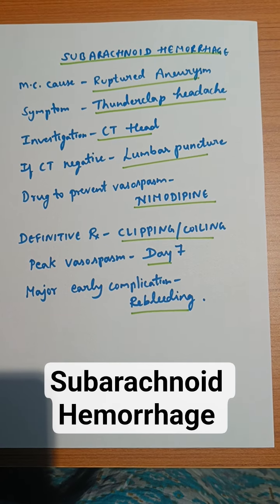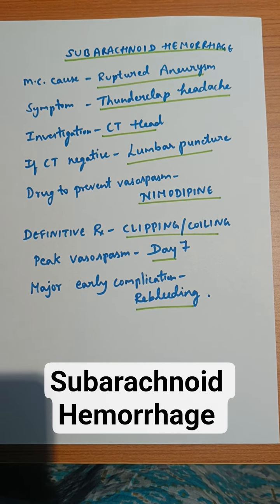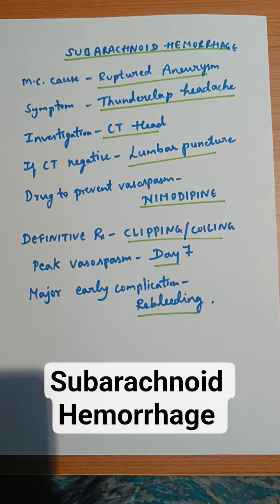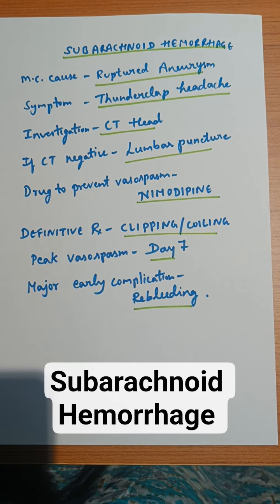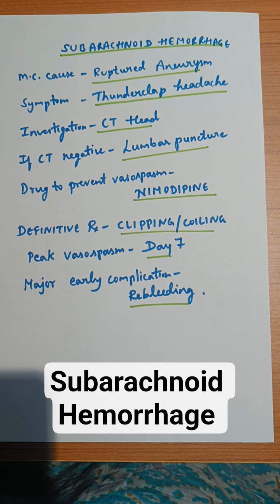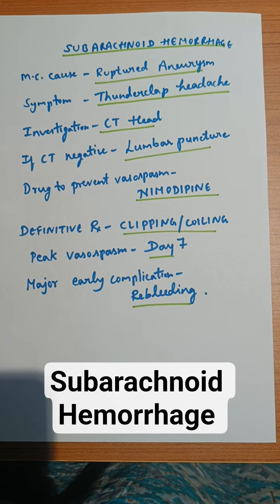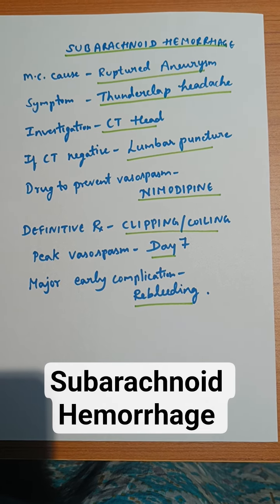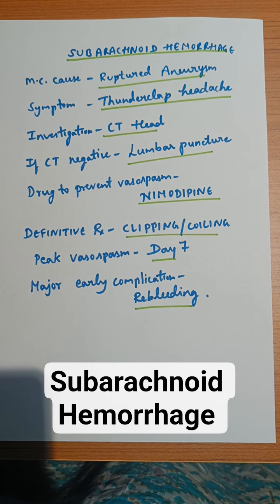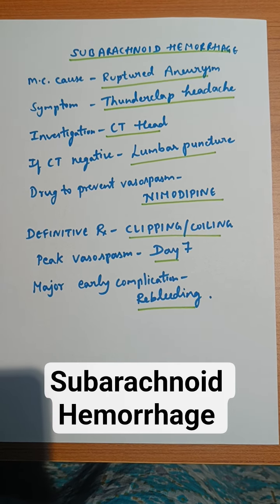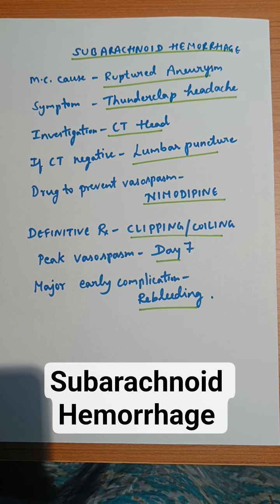So just to remember the key important points, the most common cause of subarachnoid hemorrhage is ruptured aneurysm. The patient presents with a severe headache, which we usually describe as thunderclap headache. First you do a non-contrast CT head, and if it turns out to be negative, you do a lumbar puncture. And the drug which we give is nimodipine, because we need to prevent vasospasm, which is one of the complications of subarachnoid hemorrhage.